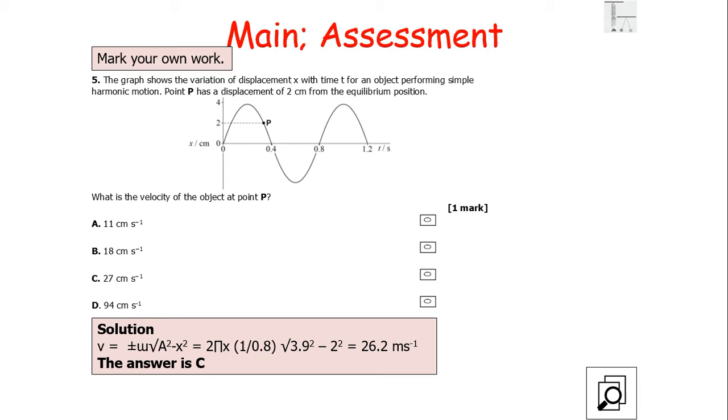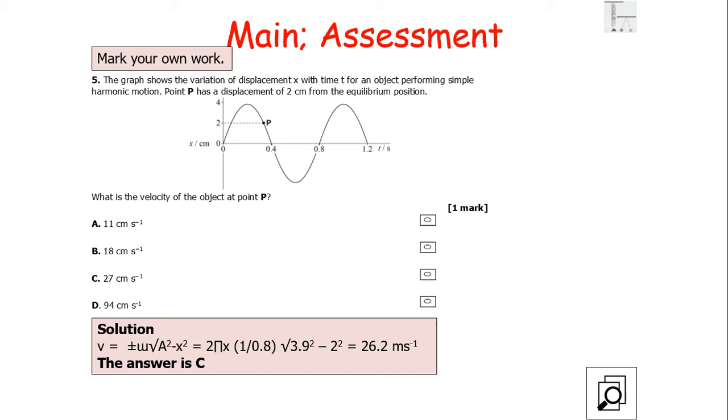So you can then work out what the velocity is going to be at point P. Now, firstly, do we know what omega is? Well, omega is 2 pi f, and we know what the time period is because it's one complete cycle, which is 0.8 seconds. So 1 over time period is frequency, so 2 times pi times frequency gives us omega.